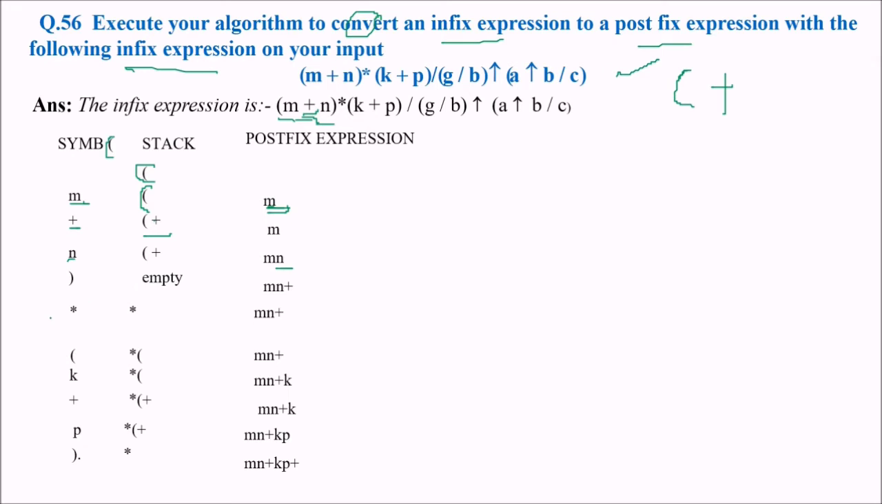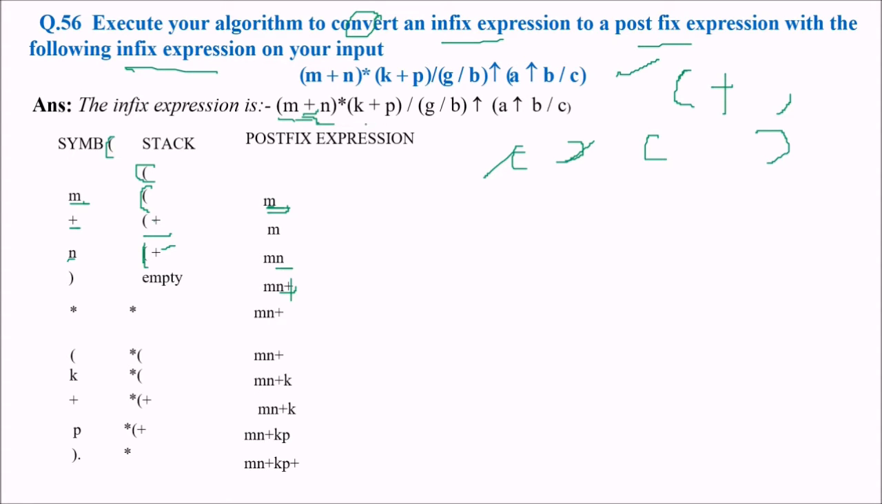And now we are confronted with the ending bracket. The round bracket has come, so we will empty the stack, meaning we will take out this plus, place it in the postfix, and then take out the round bracket also, and make the stack empty. Now we got the matching, so we'll remove these two, but the plus will be added to the postfix.